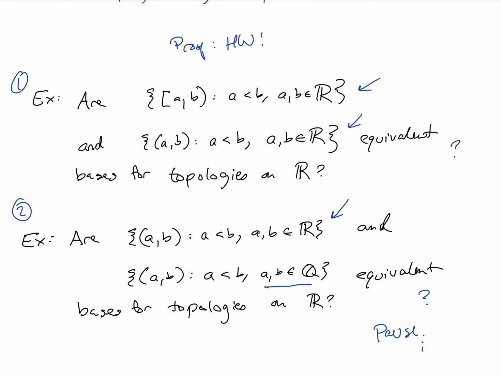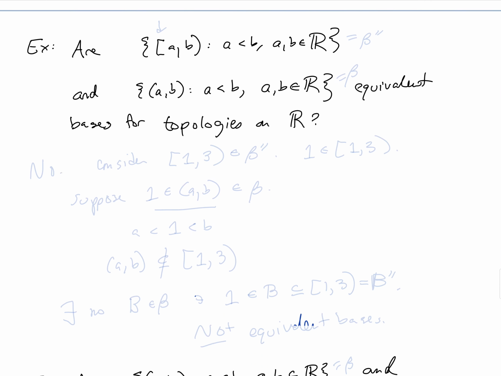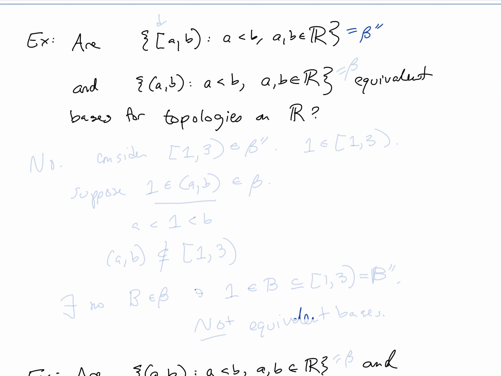So is this first pair of bases for topologies on the real numbers a pair of equivalent bases? As above, we'll call this beta double prime, and we'll call this one beta because it's the basis for the usual topology on R. In this case, our answer is no, and our issue is going to come with the closed part of the interval. So let's consider the half open interval from 1 to 3. That is an element of beta double prime.